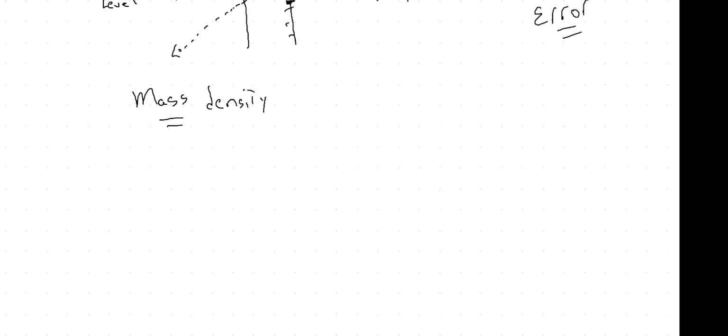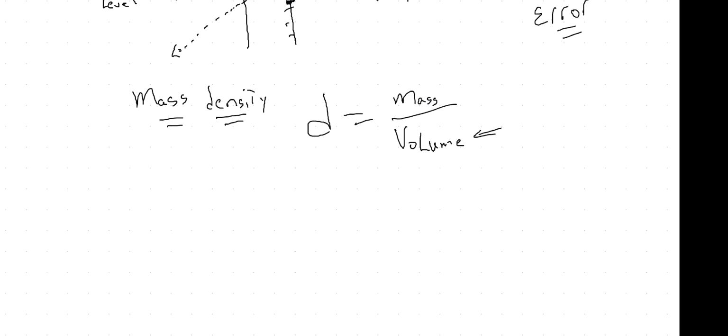Okay. The density, and we'll give it the symbol D for density, is going to be defined as the mass of an object divided by the volume of the object. Now, volume, you should know, right?